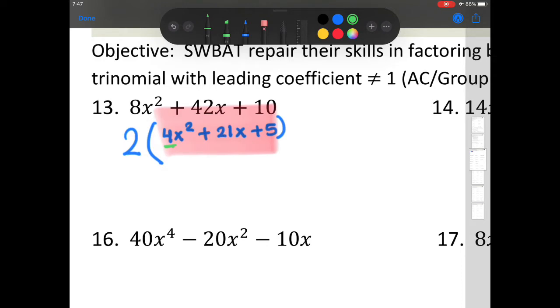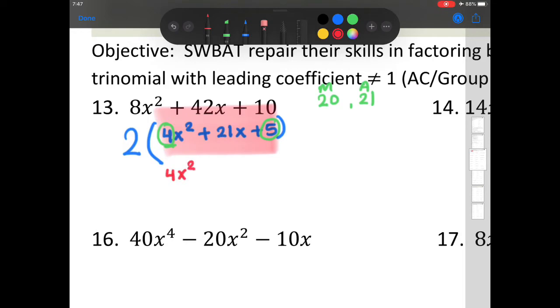So you need 2 numbers that multiply to 4 times 5, which is 20, and add to 21. So multiply and add. So if you guessed it, it is 20 and 1. Let's do this. I'm going to keep my GCF out. I'm not going to worry about the GCF.